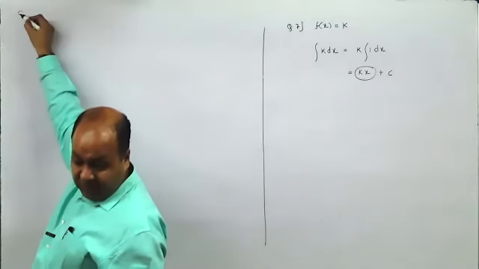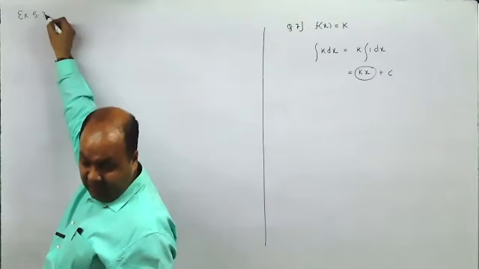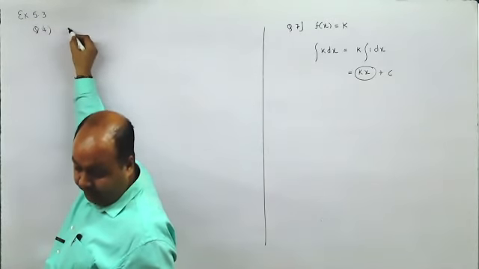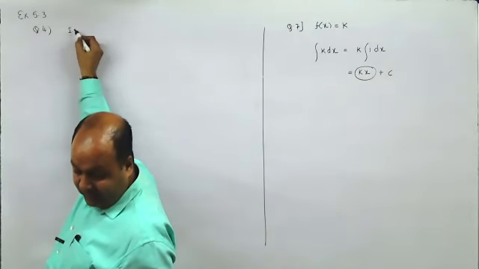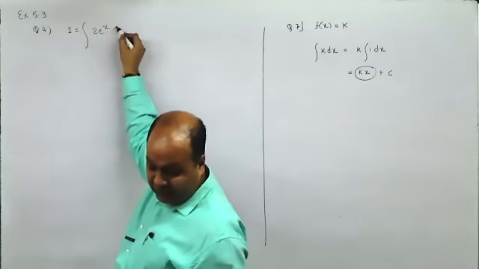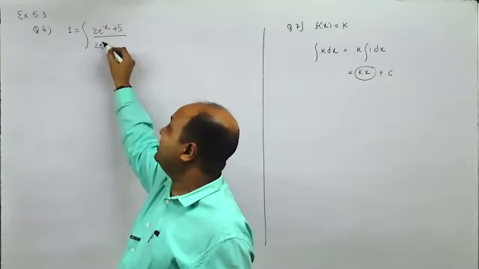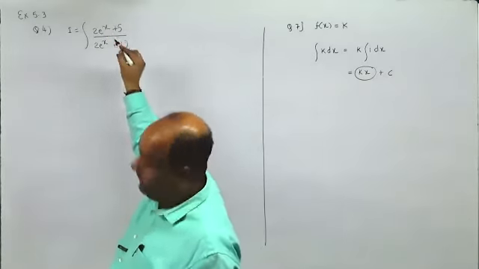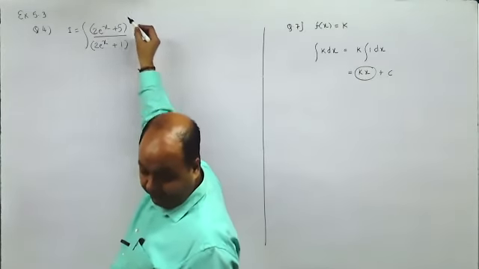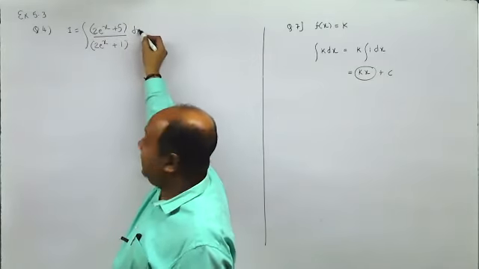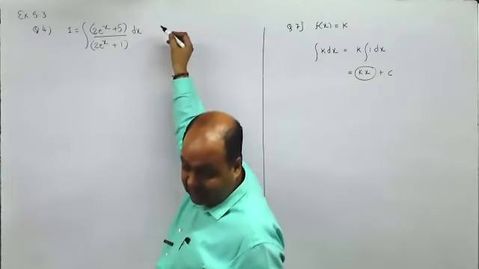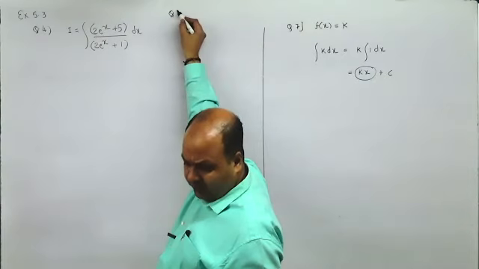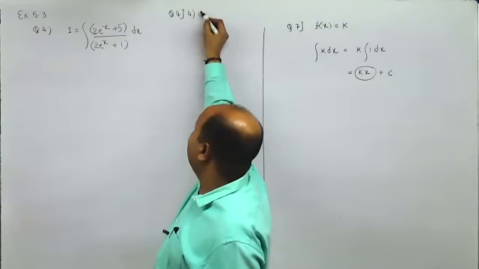Here, exercise 5.3, question number 4. It is I equal to the integral of (2 e raised to x plus 5) upon (2 e raised to x plus 1) dx. And this is incidentally the fourth question of question 4 of the board questions.